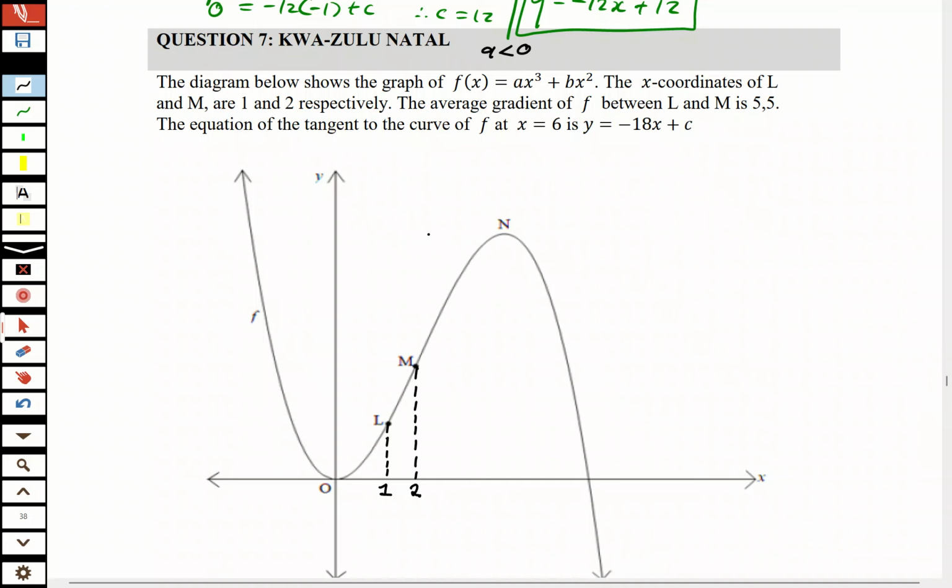So now they say the average gradient. So the gradient between L and M is what? Is 5.5. So the gradient between these 2 points is 5.5 there. So now they say the equation of the tangent to the curve of f at x equal to 6. This is the tangent there. The equation of a tangent at x equal to 6, meaning here maybe you have something like this, and then it is decreasing. Yeah, you have a negative slope.